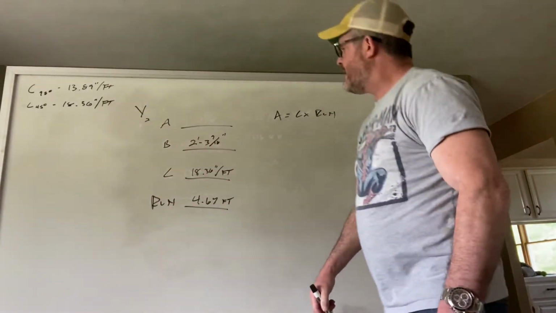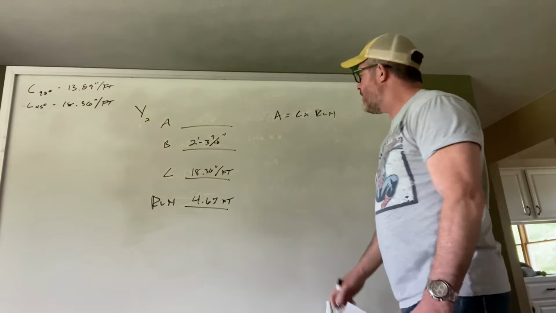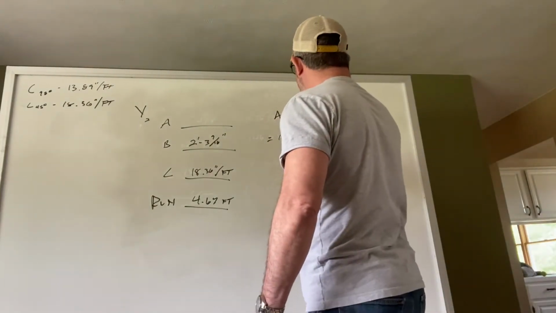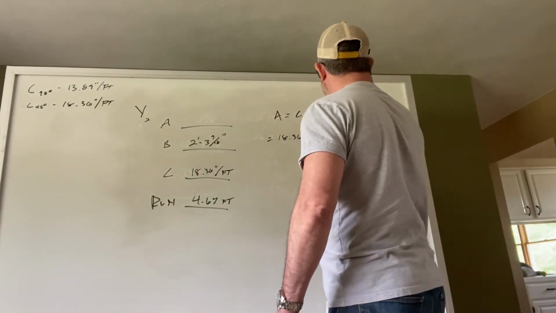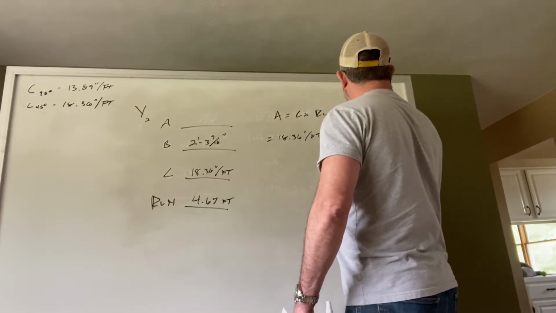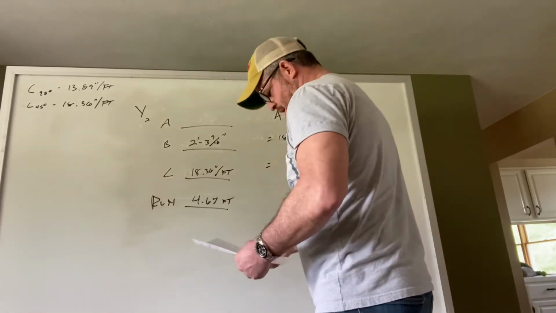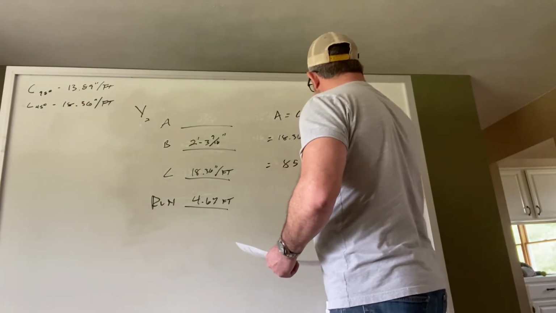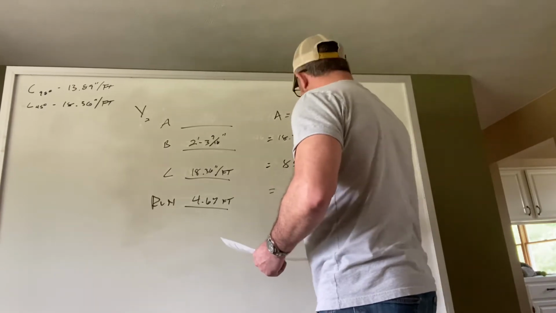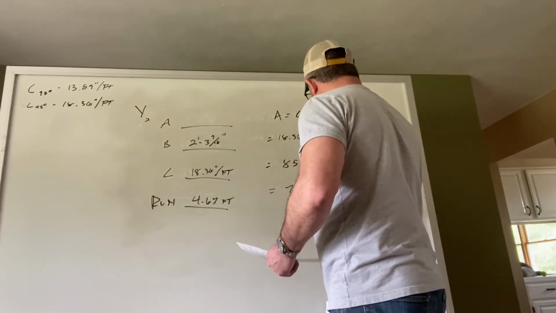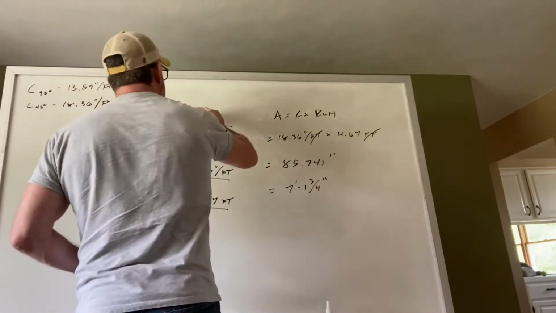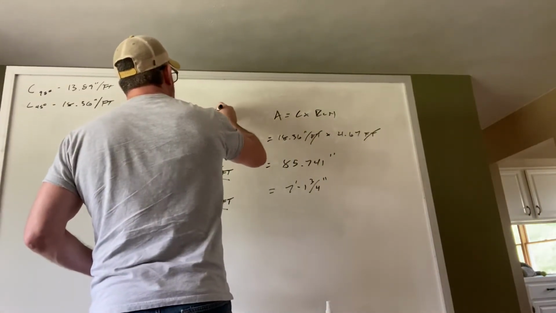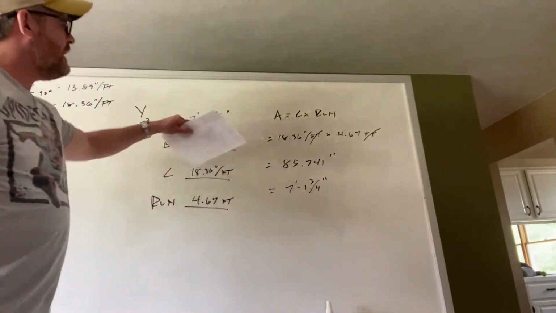Okay? So easy peasy. Now all I have to do is plug my numbers in. A equals 18.36 inches per foot times my 4.67 feet. Okay, cancel, cancel. And I get 85.741 inches, which works out to 7 foot 1 3/4 of an inch. Okay, and everything else has already been solved for. So all I had to do is identify my run and then plug my numbers into my formula, and I get my 7 foot 1 3/4 of an inch.